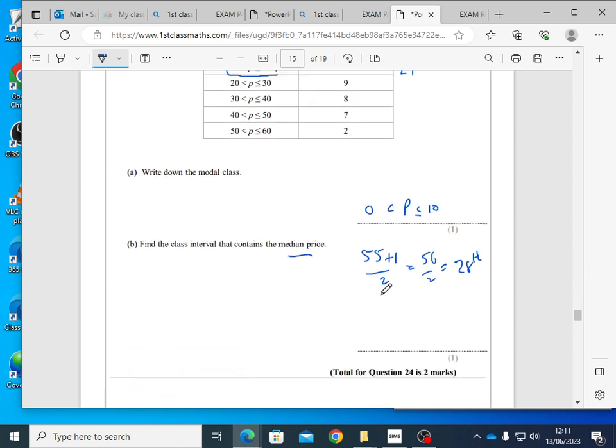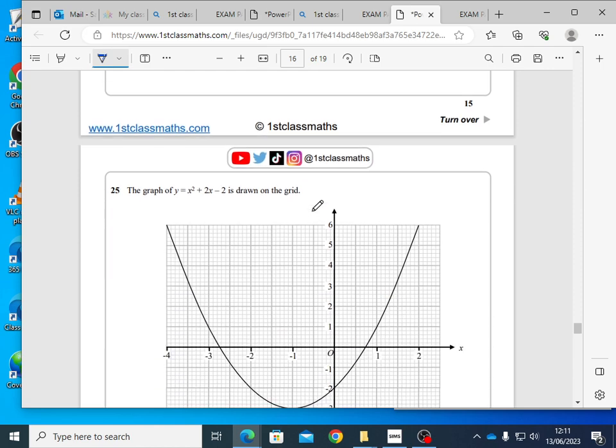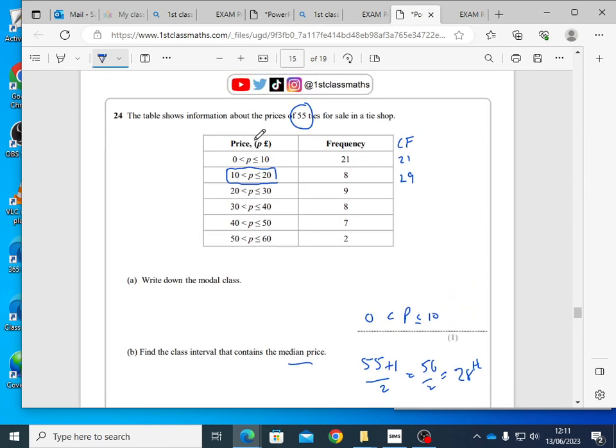So p will be less than or equal to 20, greater than 10. That is the class interval. Okay. Just putting it out there because I reckon this one will come.